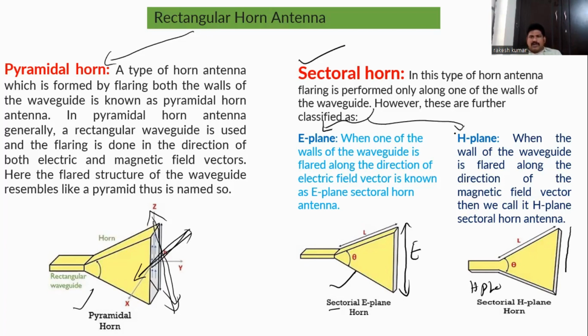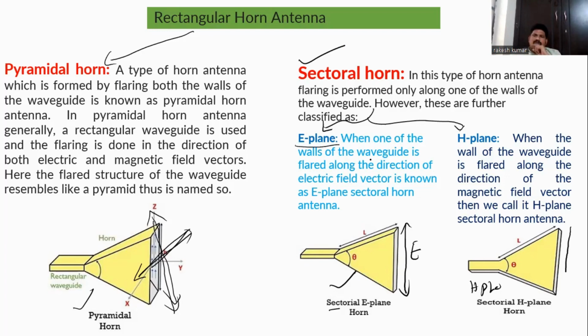One is E-plane sectorial horn antenna. The other one is H-plane sectorial horn antenna. So what is meant by the E-plane sectorial horn antenna?